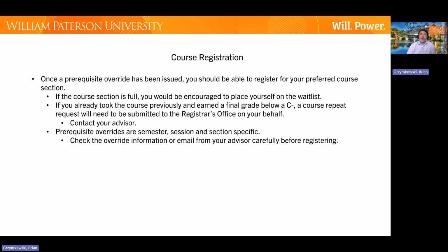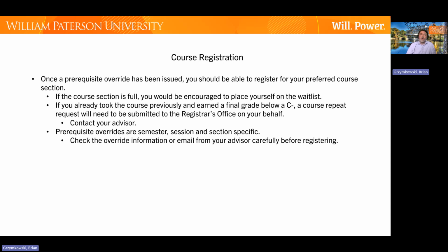Also, if you attempted this course in the past, and you ended up earning a final grade below a C-, you would need to repeat that course. And that would involve interacting with your advisor. So the first step would be contact your advisor and let us know in which semester and session you would like to repeat the course.